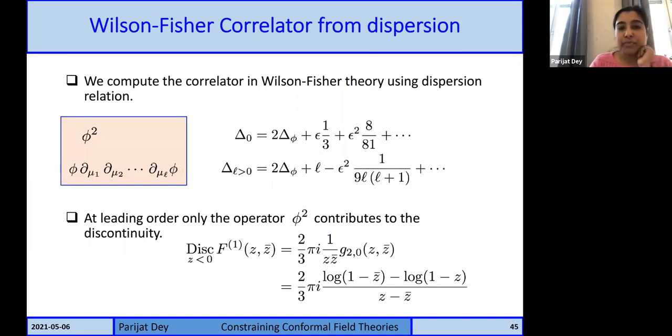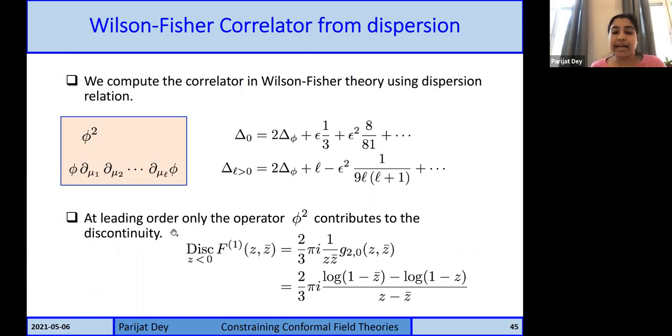So now we compute the Wilson-Fisher correlation function from the dispersion relation. These are the first few operators that we have in the spectrum. This is the operator phi square, and these are the spinning operators, 2 phi's with L number of derivatives. You see from these expressions that at order epsilon, only this operator phi square receives a correction. The correction for the higher spin operators starts at order epsilon square.